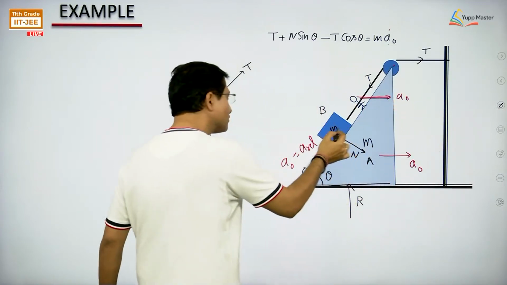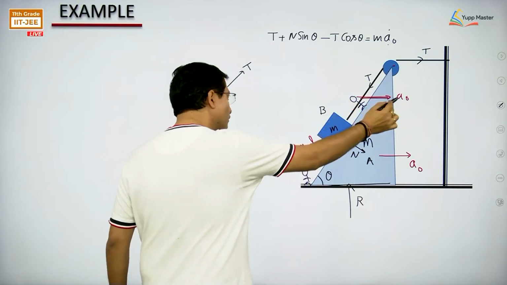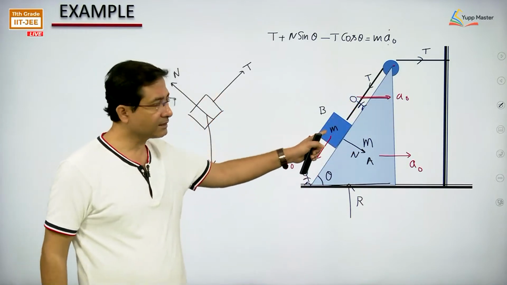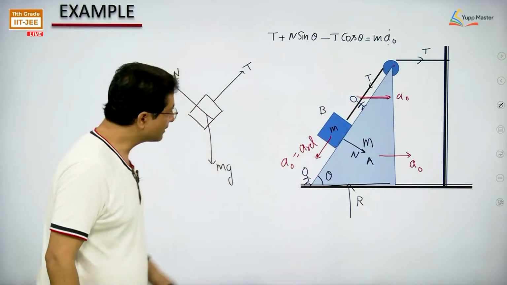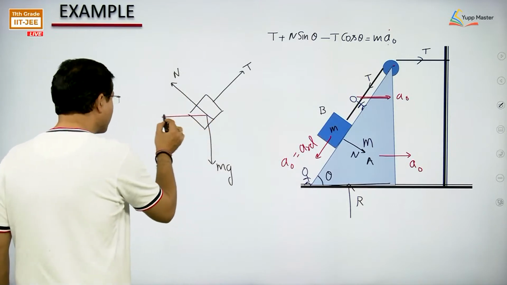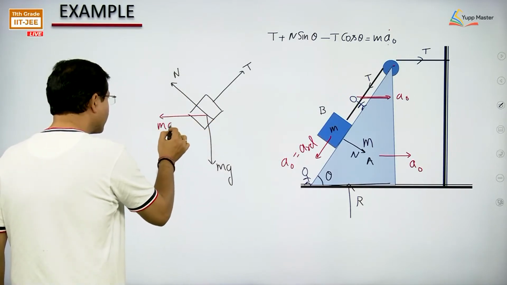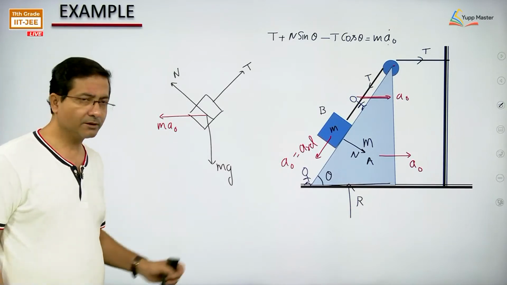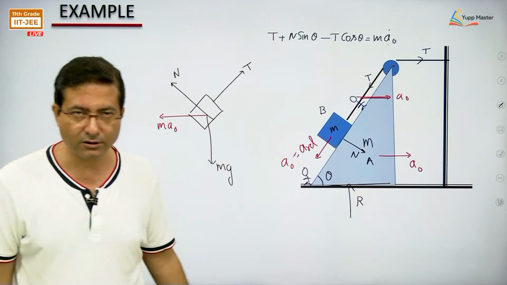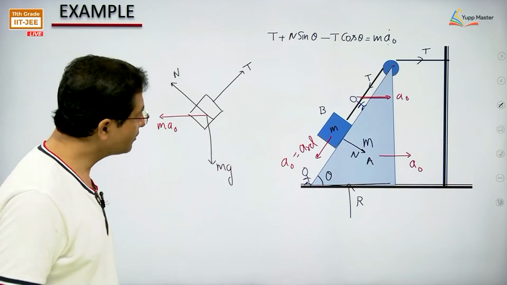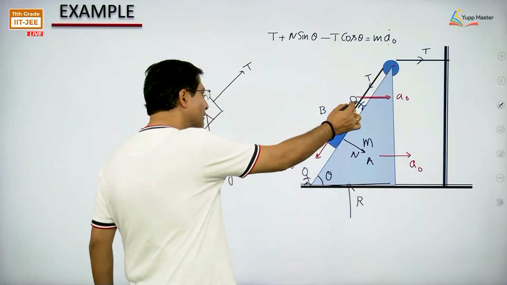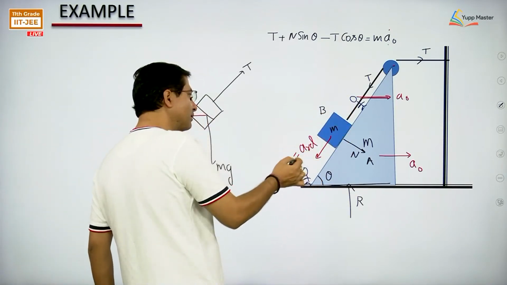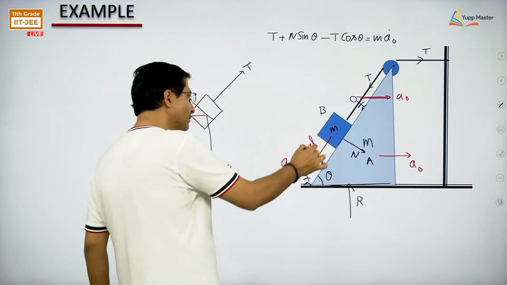I need to add pseudo force, right. So pseudo force: mass of the object, acceleration of the frame, direction opposite. So pseudo force will be like this, ma0. This is the complete free body diagram, all real forces and the pseudo force. And the person is standing here, what he is observing, that block goes along the plane with acceleration a0, right.